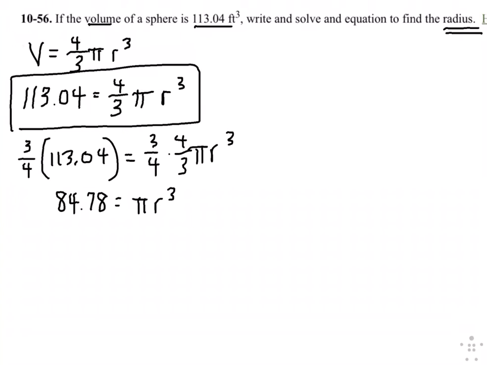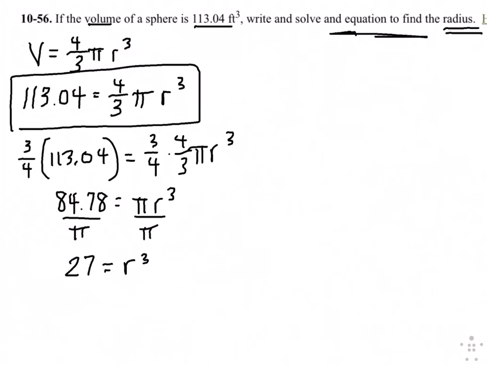Now I'm going to divide both sides by pi, by 3.14, and I get 27, right? I'm using 3.14 for pi. If this were a test, I would state up here that we use 3.14 for pi. So 27 equals r cubed.